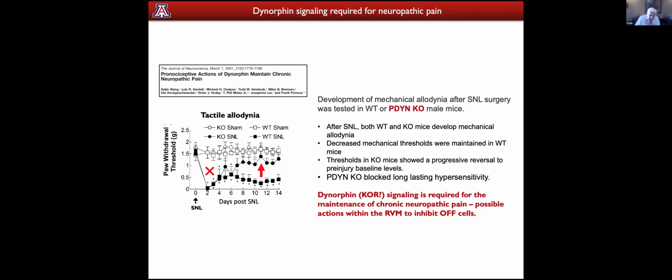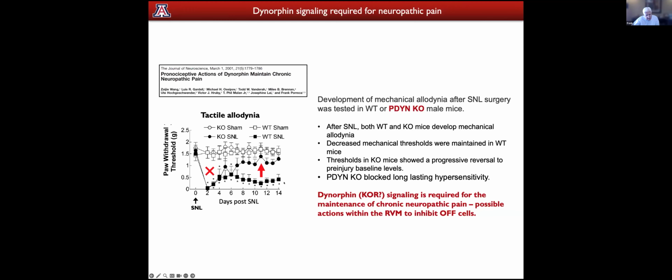And so what we had available to us at that time was a pro-dynorphin knockout mouse. It was a global knockout. If you look at this image on the left, it looks exactly the same, really, as what I showed you with the dynorphin saccharin. We performed the spinal nerve ligation.